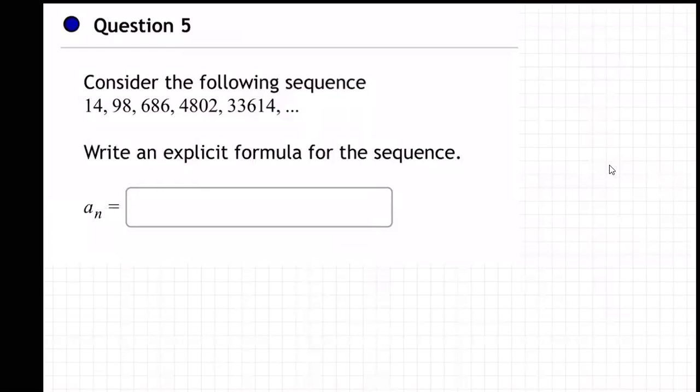Okay, so what do you think about this sequence? What's happening from term to term in this sequence? What's going on there? It looks like it's being multiplied multiple times. Yeah. How do we figure out what number?